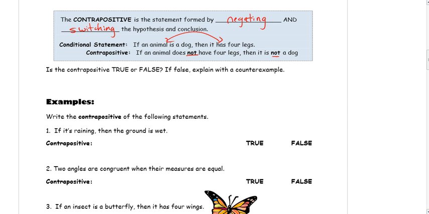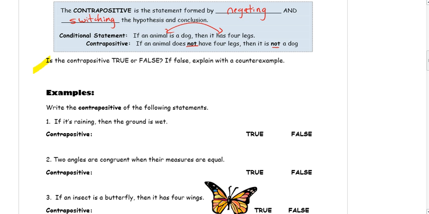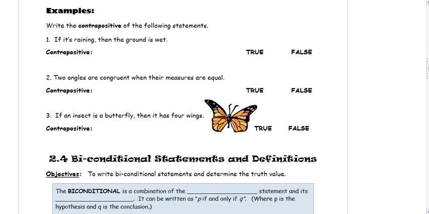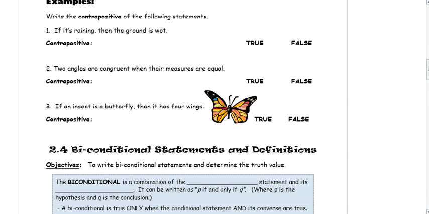Again, I want you guys to think about if an animal does not have four legs, does that mean that it's not a dog? Is that true or false? If it's false, I want you guys to come up with a counterexample, another thing for you guys to try for class tomorrow. Look at a couple more examples of writing these down. Write the contrapositive of the following statements.